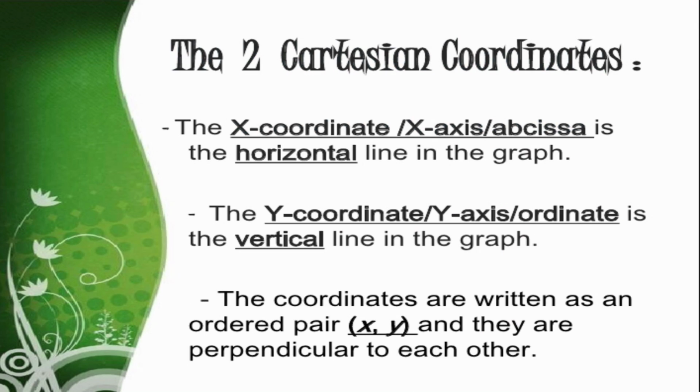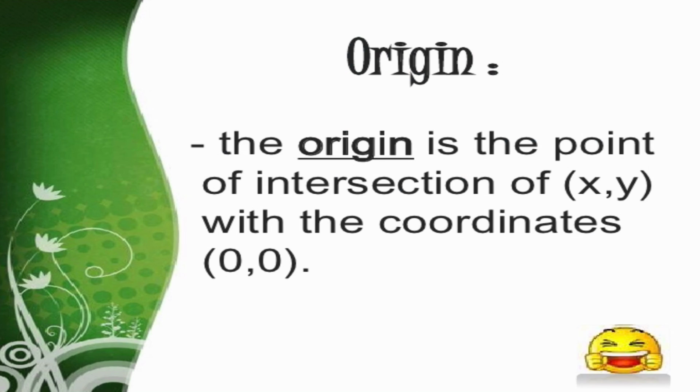So basically the Cartesian coordinates are the x coordinate, which is also known as abscissa or the x-axis or the horizontal line of the graph, and the y coordinate, which is also known as ordinate, y-axis and the vertical line of the graph. The coordinates are written in the form of ordered pair xy and they are perpendicular to each other. That means x is perpendicular to y and y is perpendicular to x.